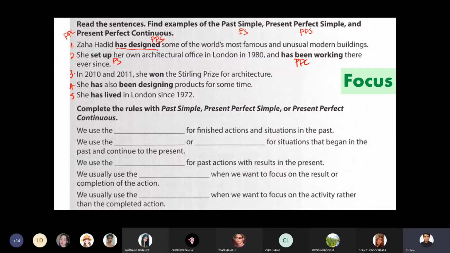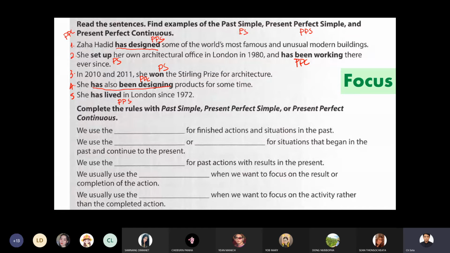In 2011, she won the Stirling Prize for Architecture. What is it? Past simple. Okay. All right. Number 4, she has been designing products for some time. What is it? Present perfect continuous, PPC. And she has lived in London since 1972. What is it? Present perfect simple, PPS. Thank you very much.